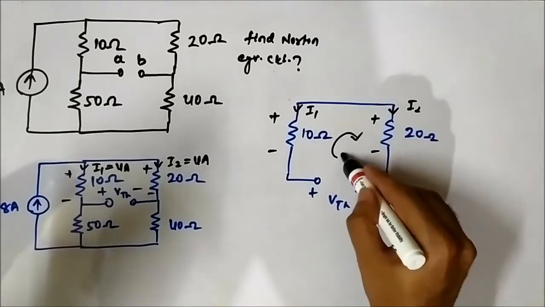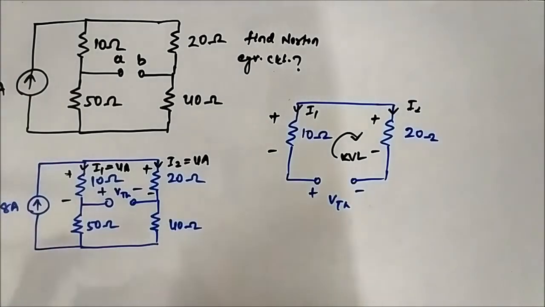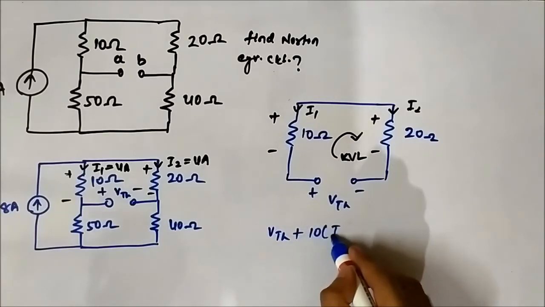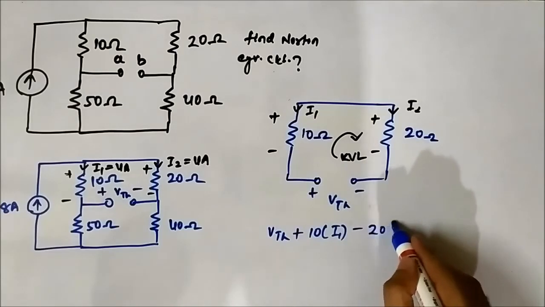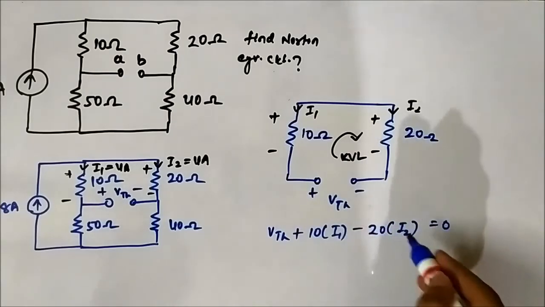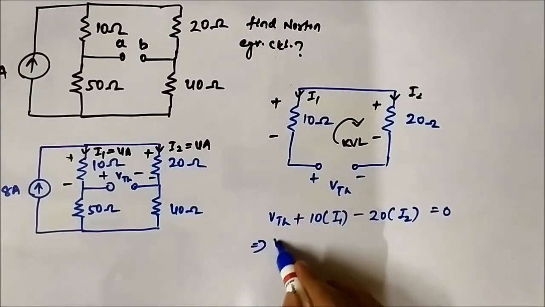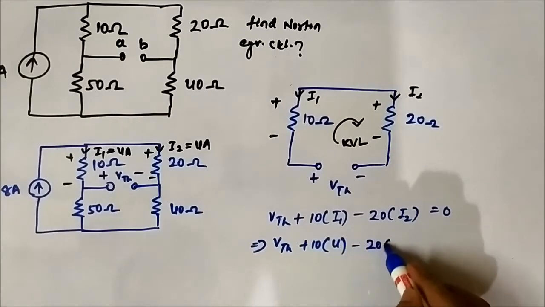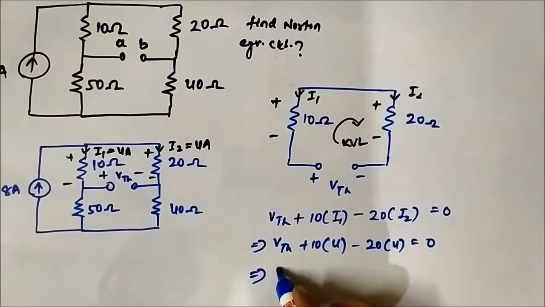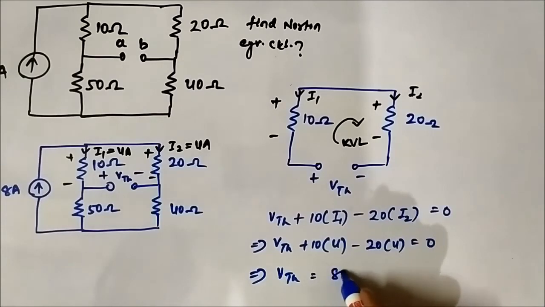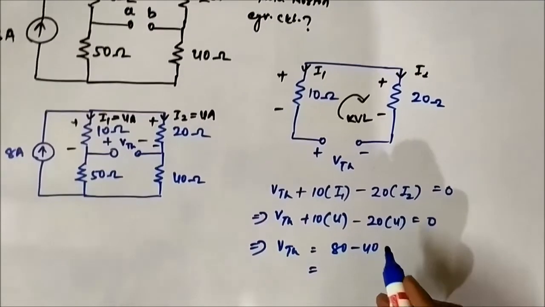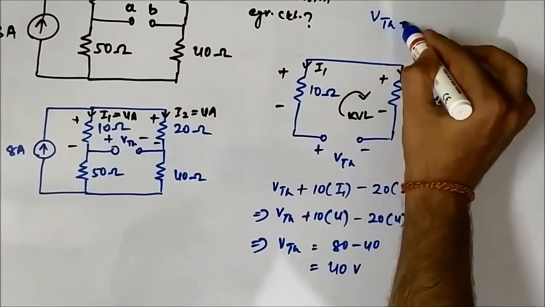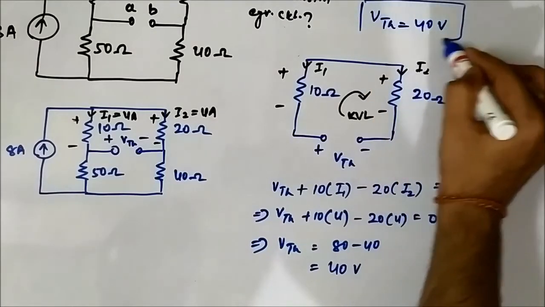So when we apply KVL here, it will be VTH plus 10 into I1 minus 20 into I2 is equal to 0. I1 and I2 are 4, so it is VTH plus 10 into 4 minus 20 into 4 is equal to 0. That implies VTH is equal to 80 minus 40, which is equal to 40 volt. VTH is 40 volt. Okay, VTH we have got.